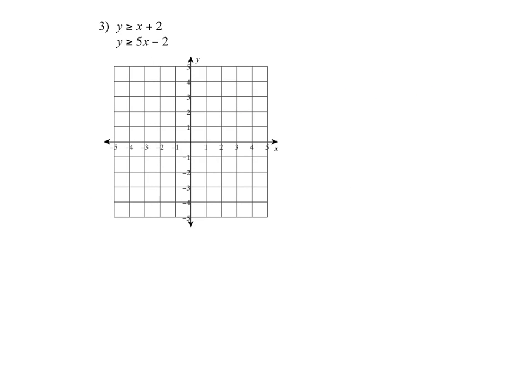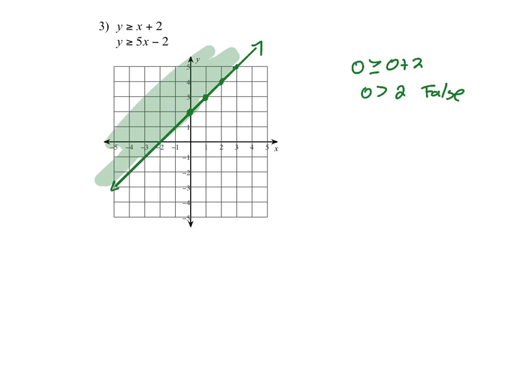So again, I'm going to start by graphing the first one, +2, 1 up, 1 to the right. I have my line. In this case, again, this one is a solid line right there. And I'm going to try again the point 0, 0. 0 less than 0 plus 2. 0 greater than 2. And this is false. So that means that I'm going to shade up here.